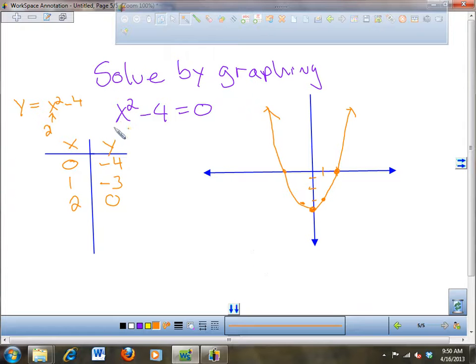Okay, now let's answer the question. Where, on this parabola, y equals x squared minus 4, where is x squared minus 4 equal to 0? In other words, where is y equal to 0? By looking at the graph.